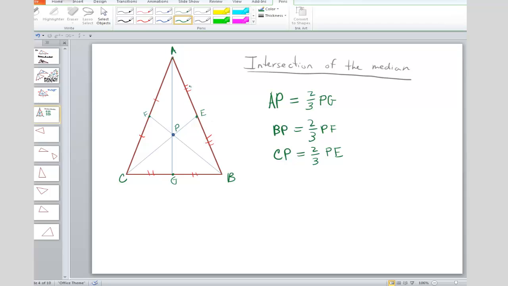Now, the funny thing is that we can also write a few other things. AG, the entire thing. Remember, that's equal to PG and PA added together. So don't forget that. That's the segment addition postulate. So we'll get to that later.